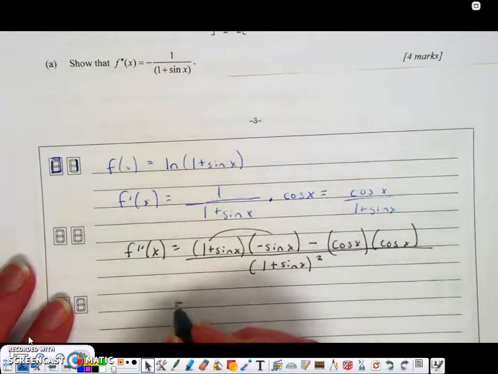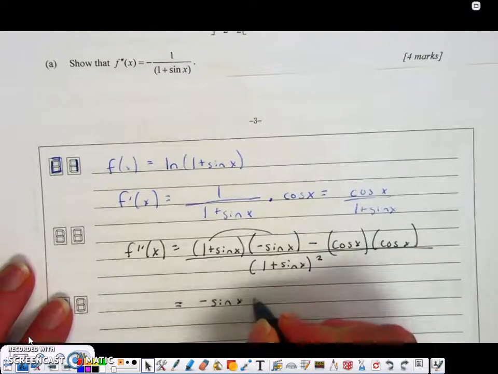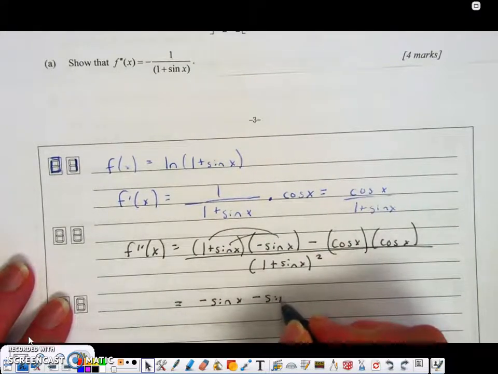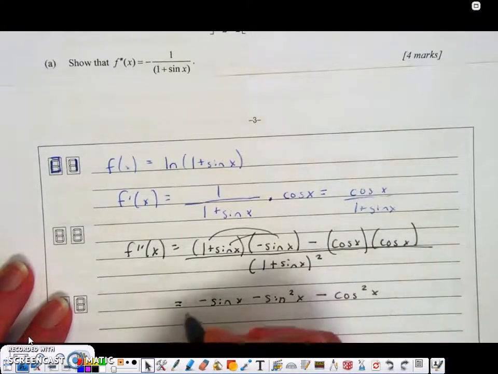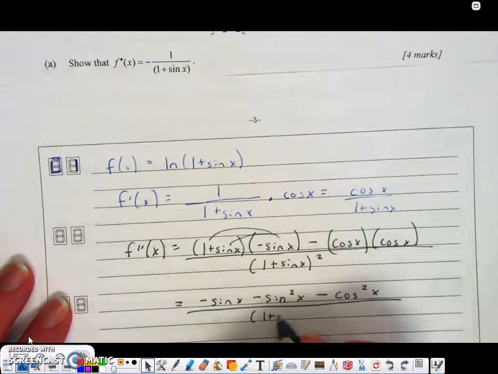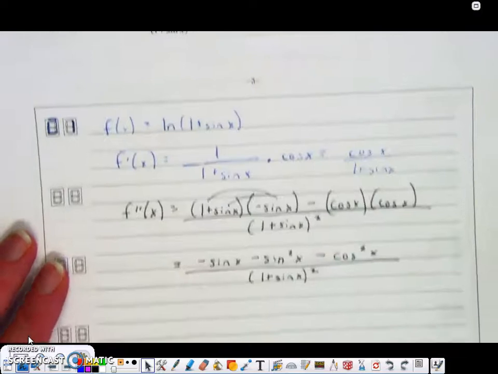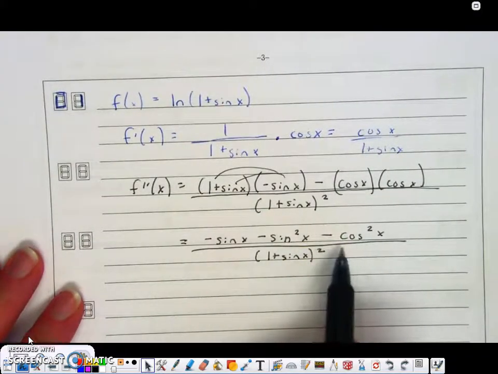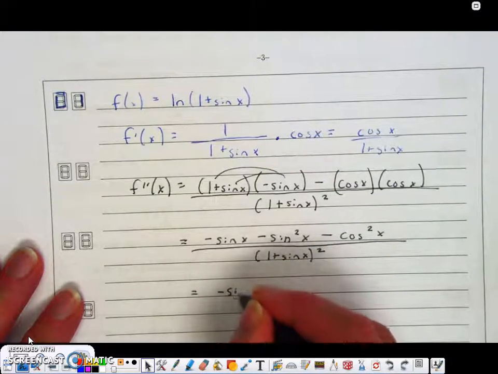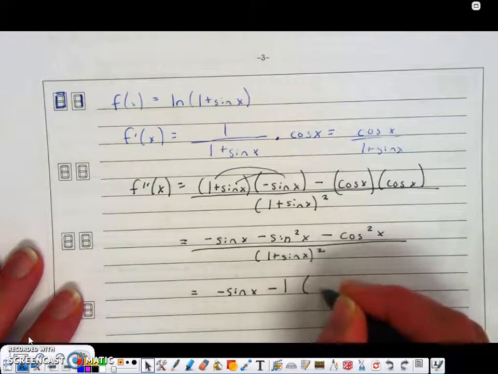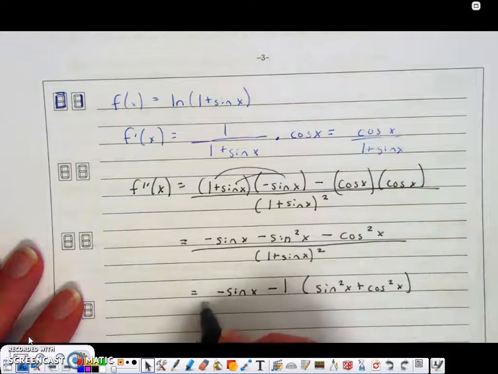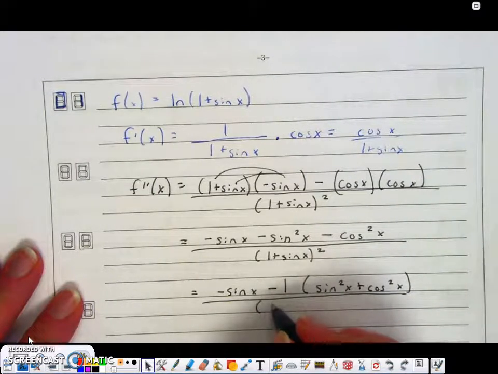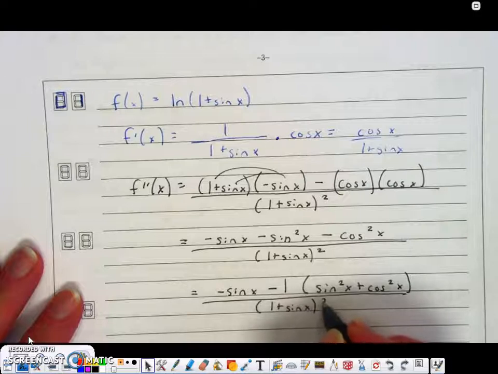I'm going to go ahead and distribute this. So this would be negative sine x minus sine squared x minus cosine squared x over 1 plus sine x squared. Okay, now hopefully this kind of looks like sine squared plus cosine squared to you, which we know is 1. I just need to factor out a negative 1. So this would be negative sine x minus 1 times sine squared x plus cosine squared x over 1 plus sine x quantity squared.